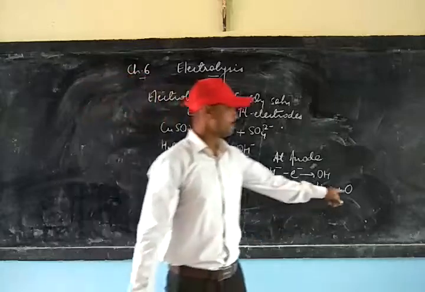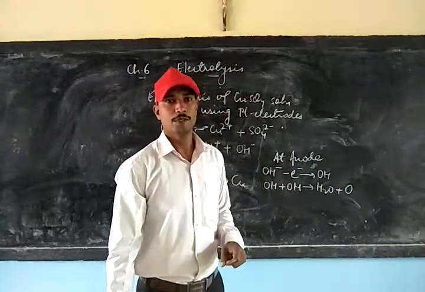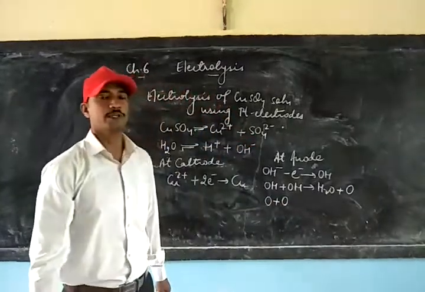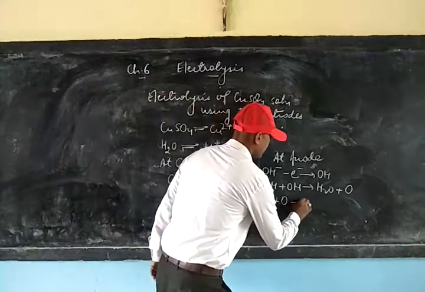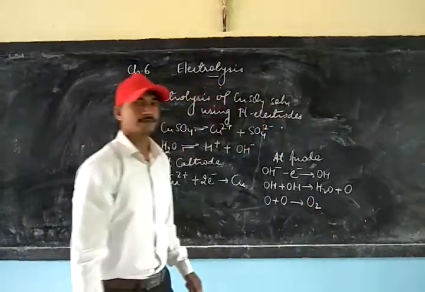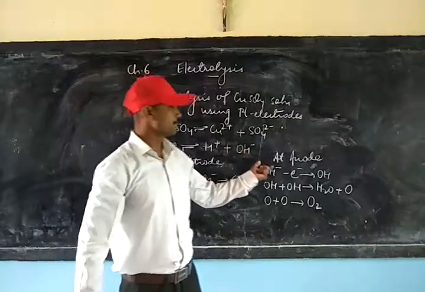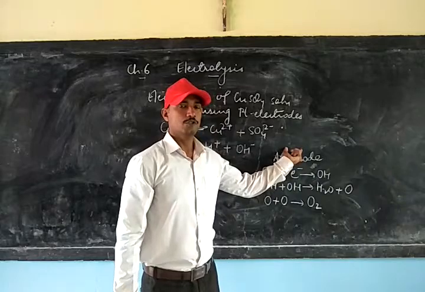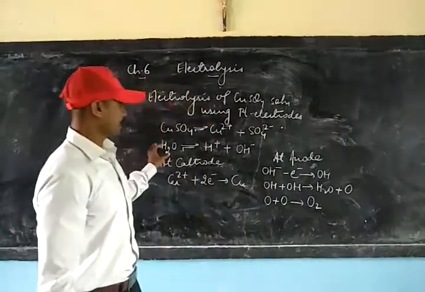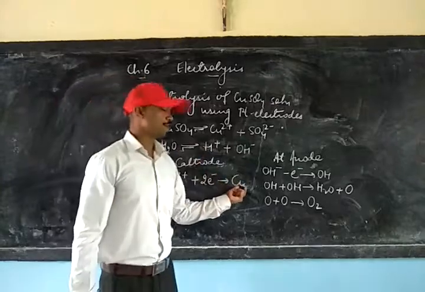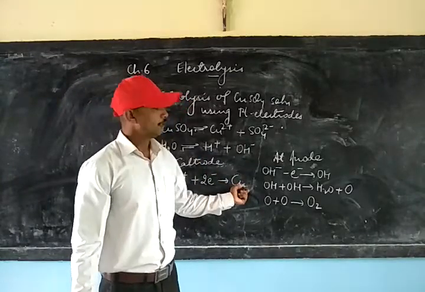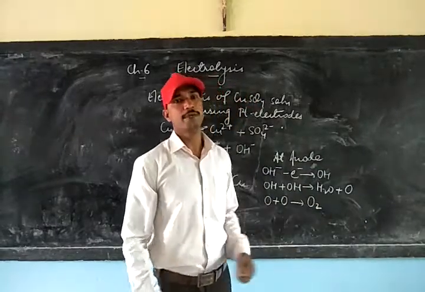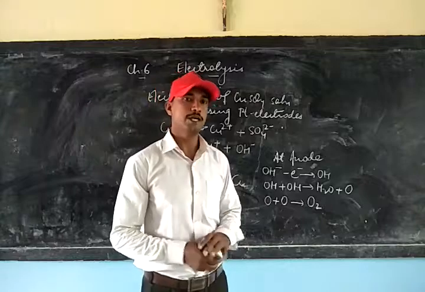Again, nascent oxygen is not a stable atom, so we show that two oxygen atoms further combine and finally change into oxygen gas. So this is the discharging process for hydroxyl ion at the anode. What we can observe is that at the cathode a reddish brown deposit of copper forms, and at the anode a colorless gas, that is oxygen gas, is released. I hope it's clear to you.